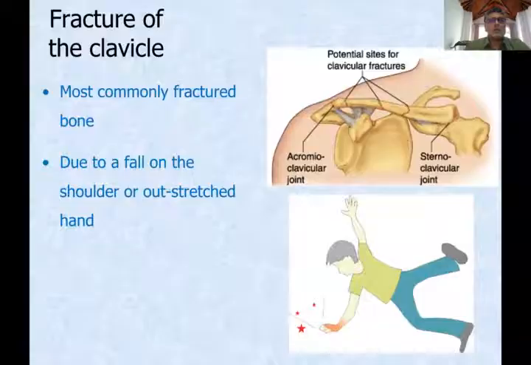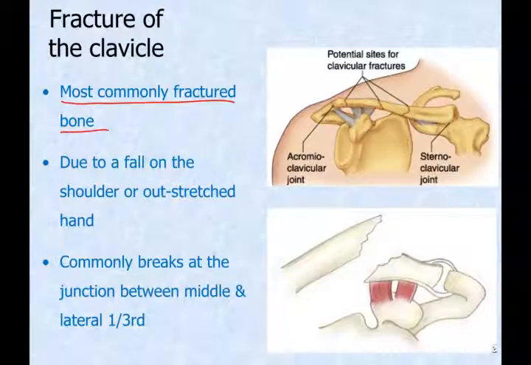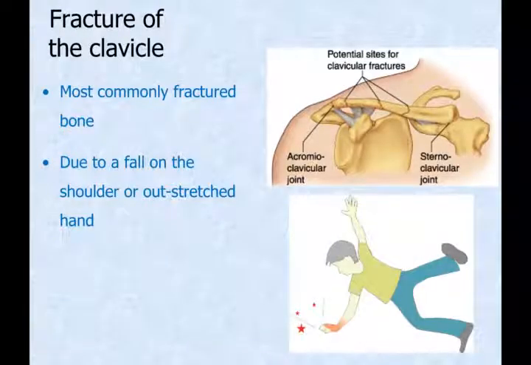Then that brings us to the fracture of the clavicle. It is the most commonly fractured bone in the body, and it is usually due to a fall on the shoulder or outstretched hand. Now, most of the fractures of the upper limb are mainly due to falling on the outstretched hand.